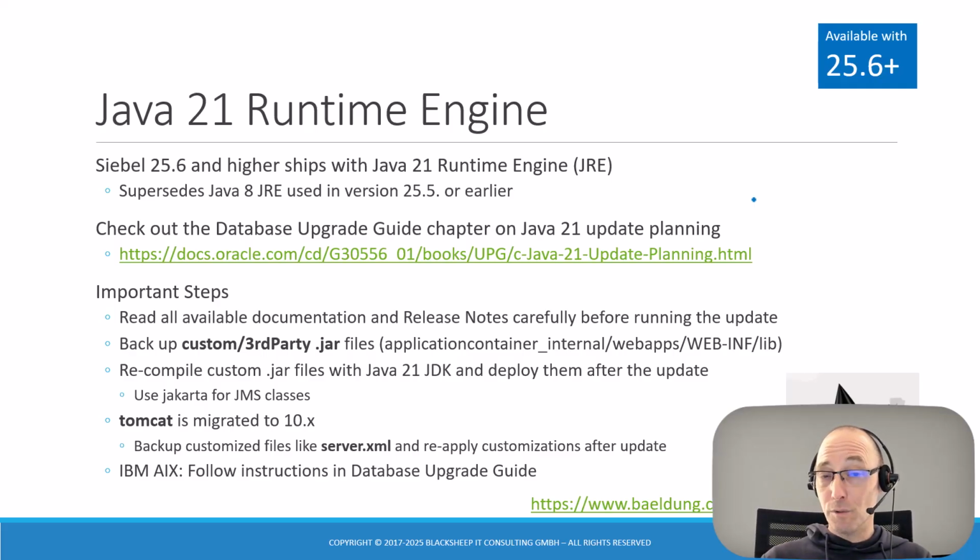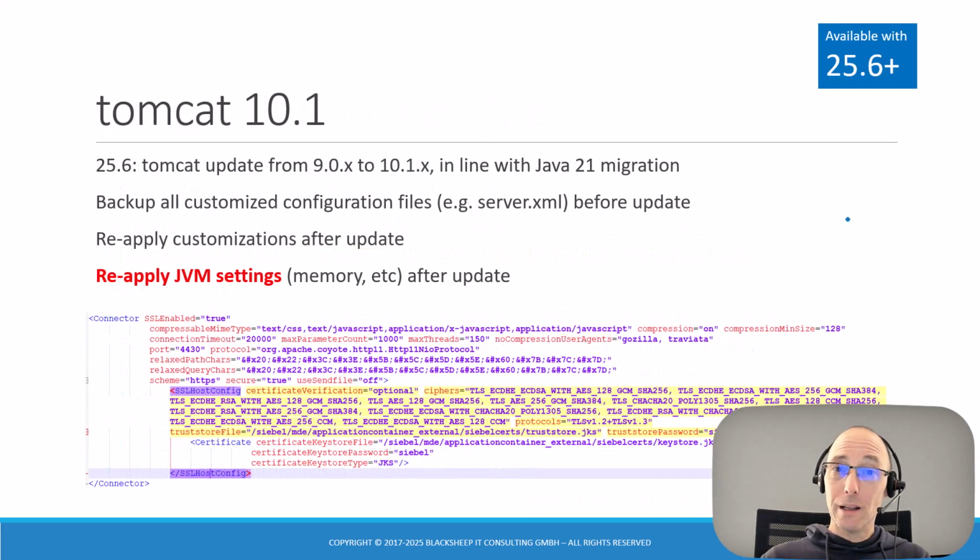Tomcats get a new version. DISA gets a new version if you use that. Any third-party jar files that are included in Siebel, or your custom jar files if you have those, you need to recompile them with the Java 21 JDK. So make sure you prepare for this thoroughly. You have your checklists ready. You find your source code for Java and you recompile it and put it in the right place. And also you have to deal administration-wise with the new Tomcat version.